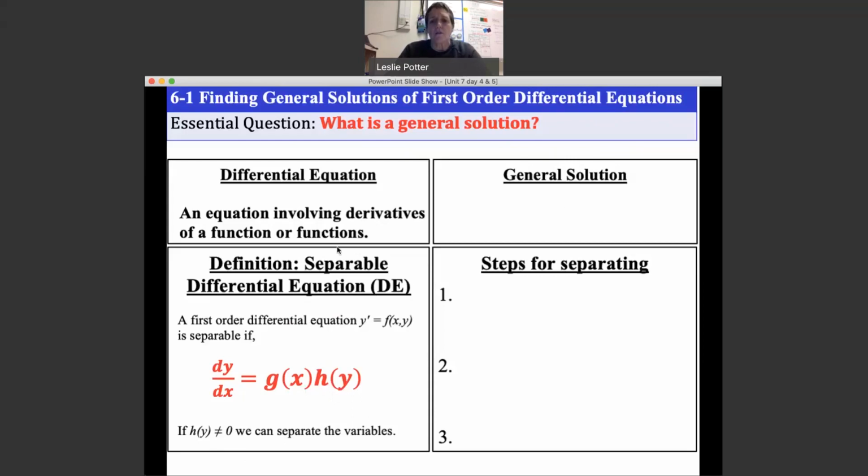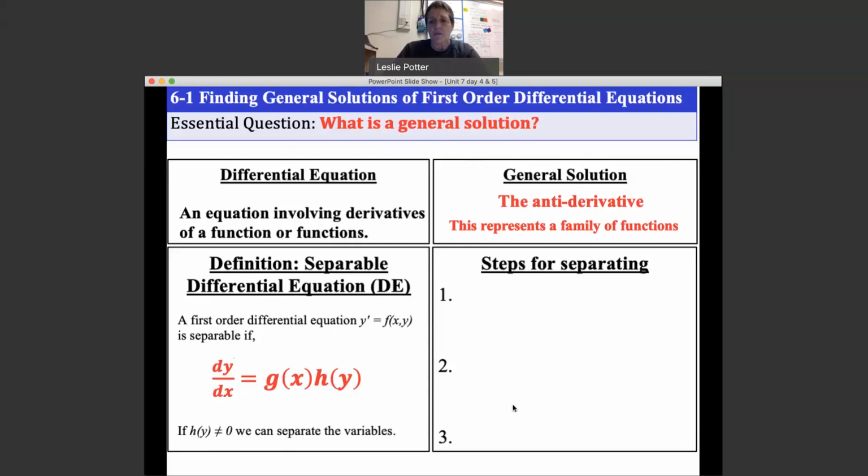Because this is a separable differential equation, if we can separate out the variables, we can solve it. And the way we solve it is we take the antiderivative of both sides. In very specific terms, the general solution is just the antiderivative of the differential equation. And this general solution represents a family of functions. We'll get into more about what that means as we go through examples as well.